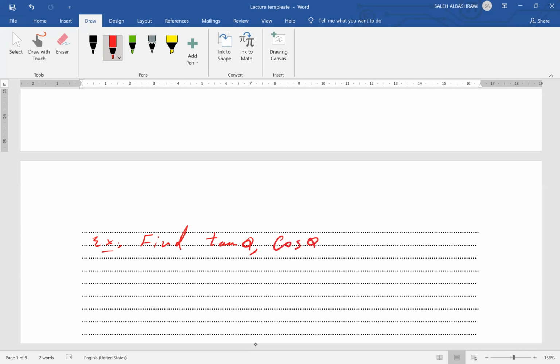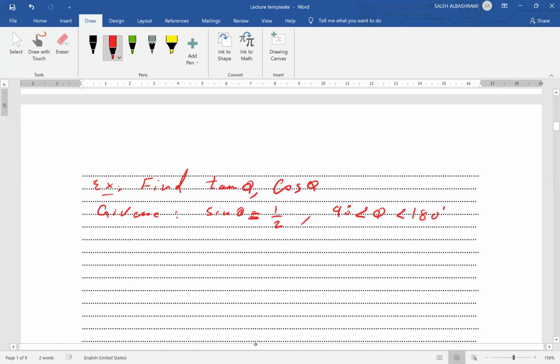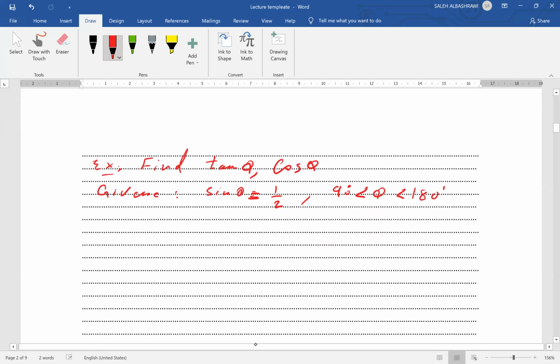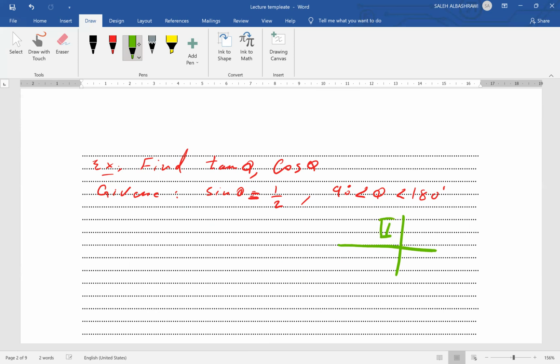You are given sine theta equal to 1/2 and theta is between 90 and 180. Given sine theta equal to 1/2 and theta between 90 and 180, it means we are in the second quadrant. Theta will be in this quadrant. It is in the second quadrant.